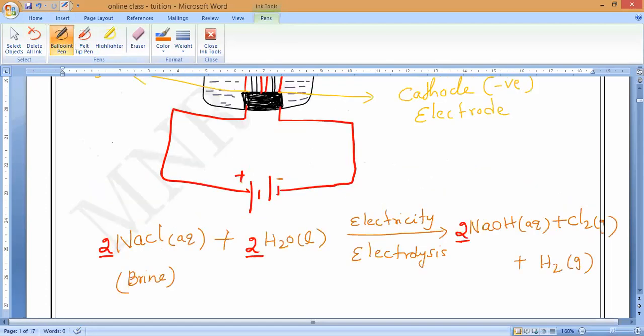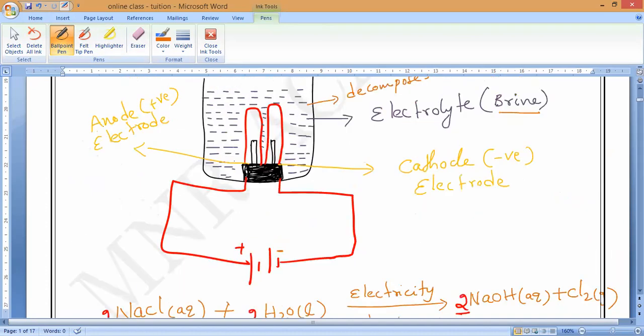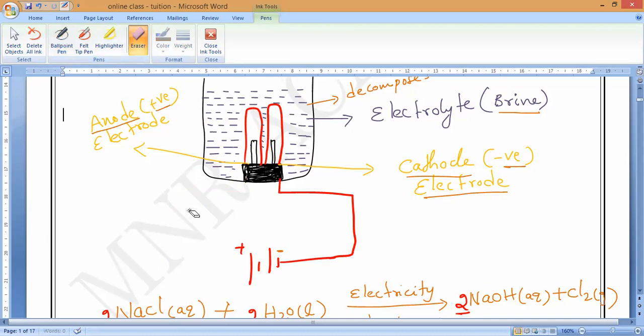Now, here what will happen? As we know, during this electrolysis, the positive terminal of the battery, whatever electrode it is connected to, is called the anode, the positive electrode. And the negative terminal of the battery, whichever electrode it is connected to, is called the cathode, which we can also call the negative electrode. Understand, guys? Now, if I switch it on, one minute.